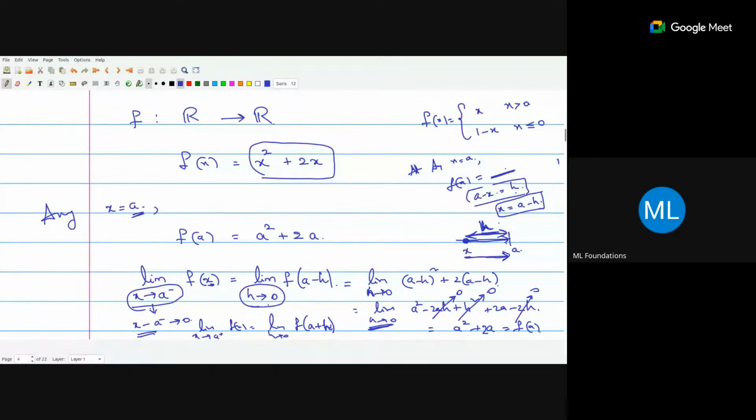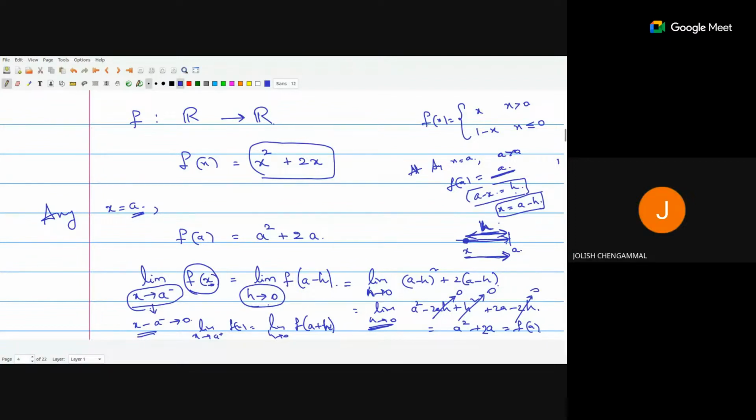Will it be a or will it be 1 minus a? So you will break it down into parts, right? If my a is greater than 0, then you will write f of a as a. Correct? Okay. So in that case, when you come from the left, we are getting a different equation. Now we are getting a square plus 2a as an answer when coming from the left. That is equal to f of a.